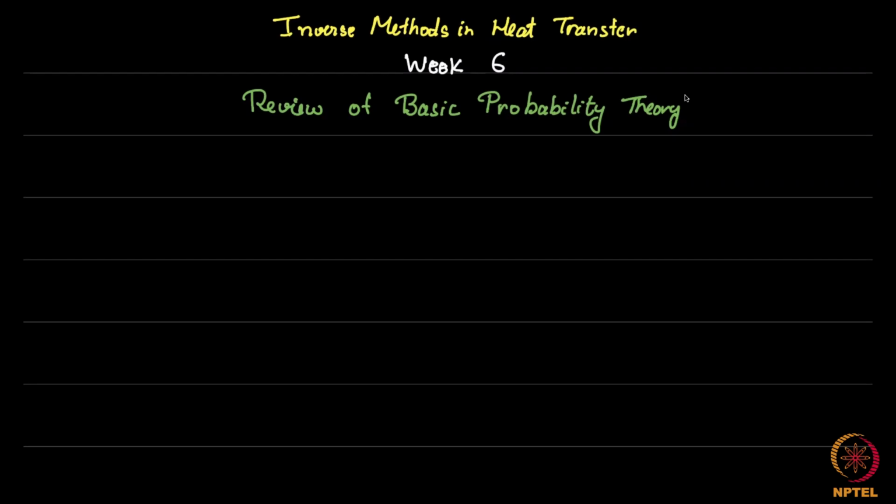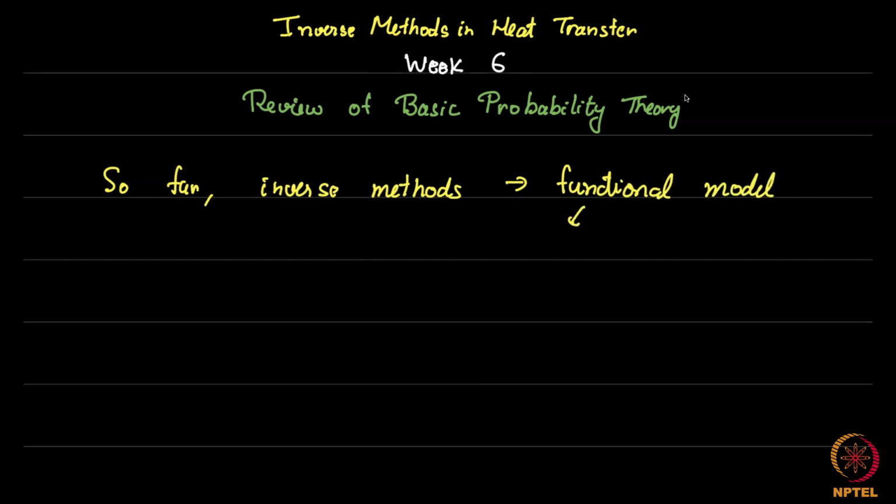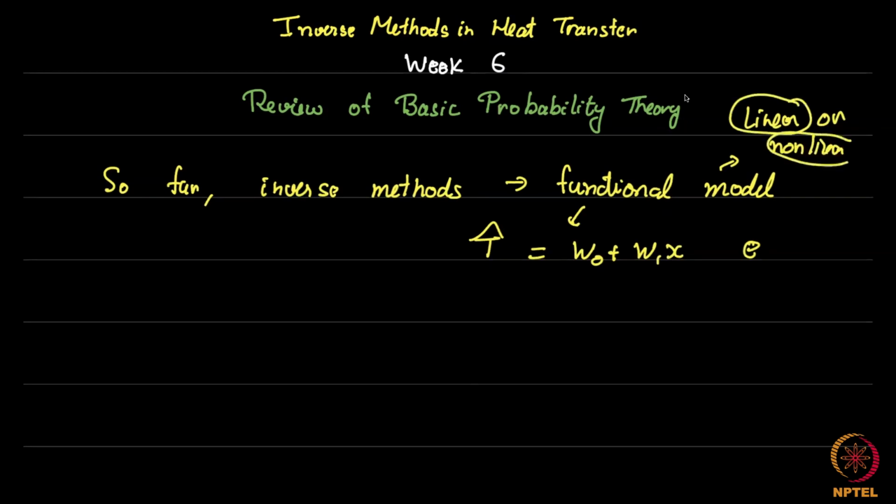Now, so far, the methods that we saw were inverse methods that utilized some functional fit. So a functional model is something like T hat equal to w0 plus w1x, or quadratic or exponential, etc. So these models were either linear or non-linear. And we saw that we needed different approaches to solve for linear or non-linear models.